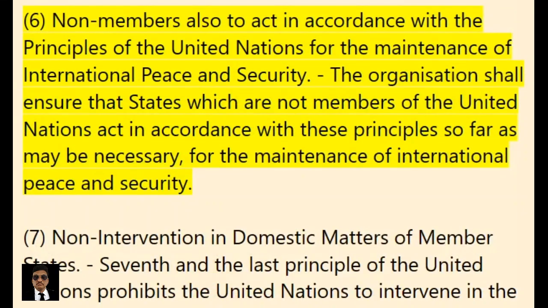6. Non-members also to act in accordance with the principles of the United Nations for the maintenance of international peace and security. The organization shall ensure that states which are not members of the United Nations act in accordance with these principles so far as may be necessary for the maintenance of international peace and security.